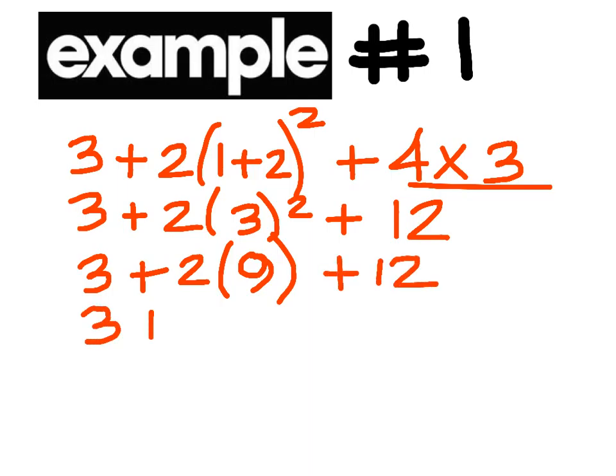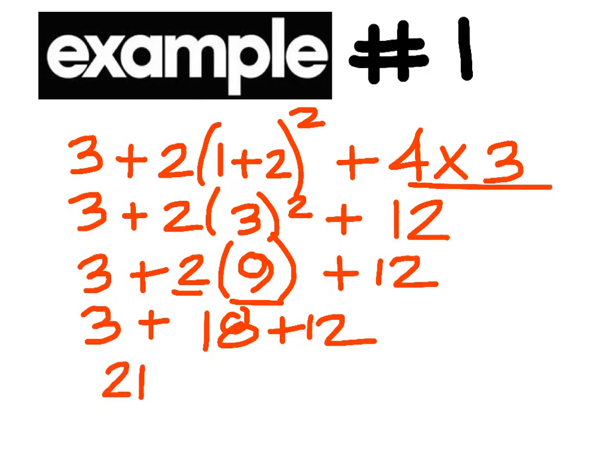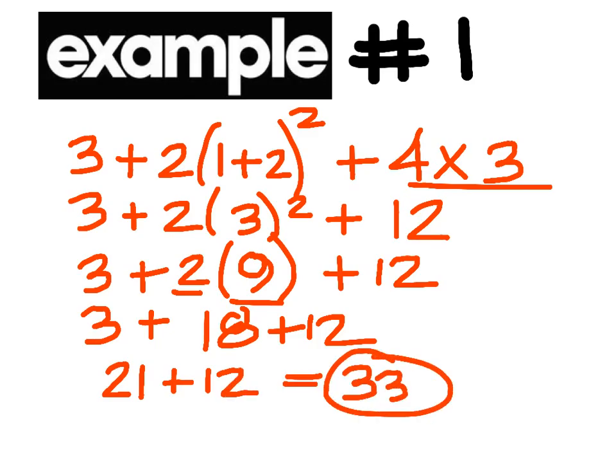And then go back and take care of that multiplication. Anytime you have a number up against a set of parentheses, you're multiplying it by what's in the parentheses. So that would be 18. Now 3 plus 18 is 21, and add 12 to that to come up with an answer of 33.